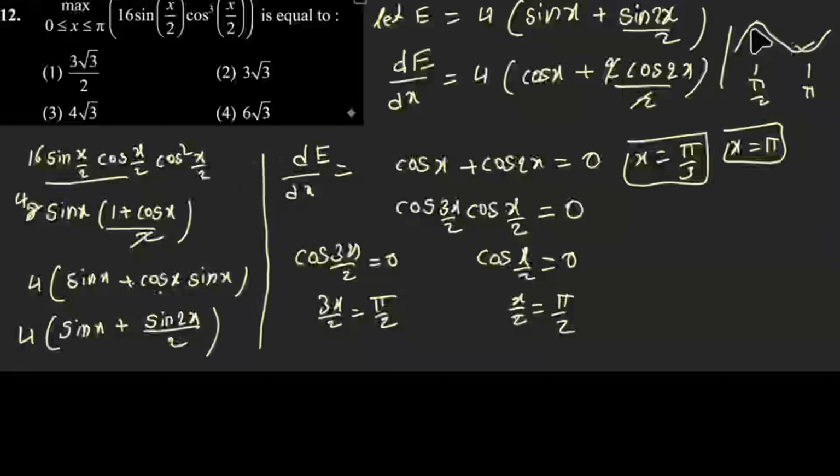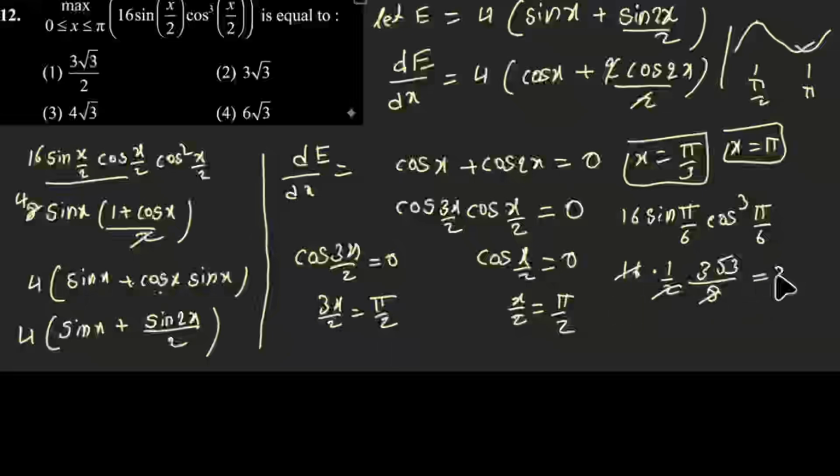Let's check what the maximum point is. Substitute x by 2. Here 16 into sin of pi by 6 into cos cube of pi by 6. 16 into this value 1 by 2, this value 3 root 3 by 2 by 8, cube means 2 cube, 8. That is equal to 3 root 3.